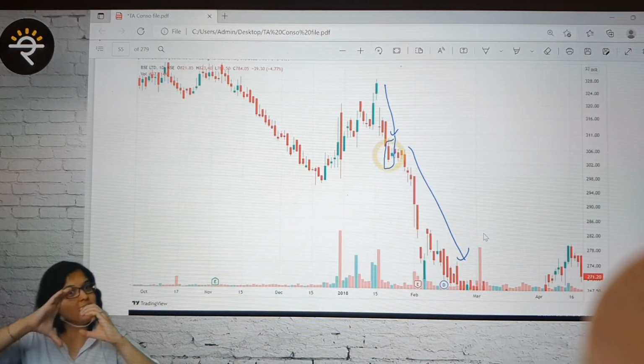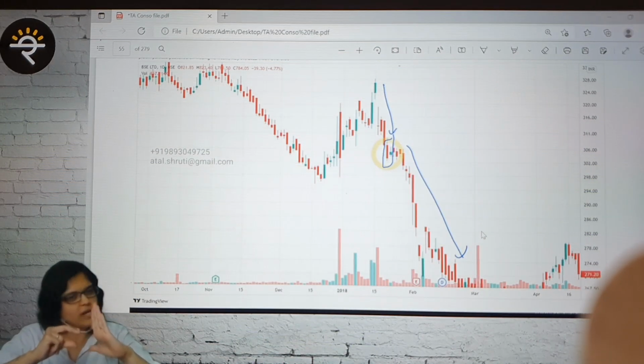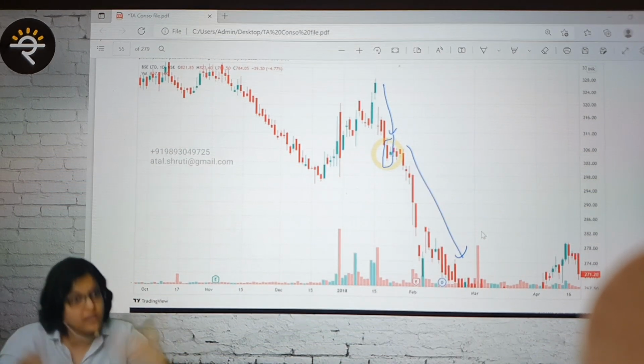Amazing. What is the second case? Mummy candle and baby candle. The baby candle generally has lower volumes, so generally it will never have higher volumes. If it has higher volumes, that will in fact be an exception.